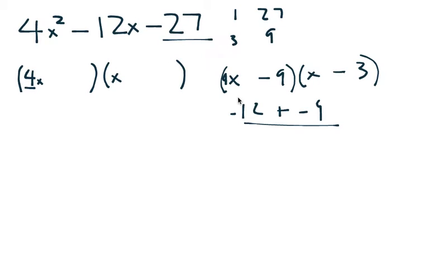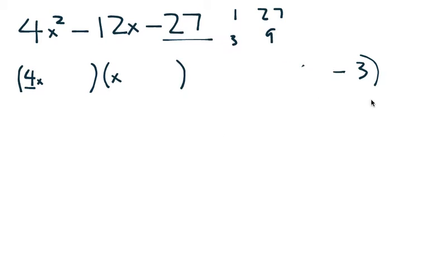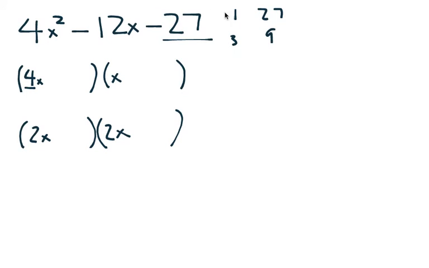So it doesn't seem like this 3 and 9 is going to work for the 4x and x, but there's another way to write this. Because there's more than one way to get 4x squared, instead of doing 4x and x, you can do 2x and 2x, and we'll still use these terms here. So 1 and 27, pretty sure you still can't get a 12 from that. But let's try a 3 and a 9, because those are the only options left, right?